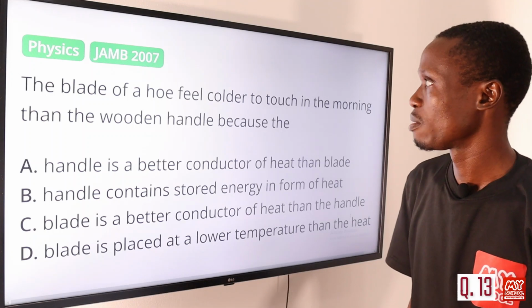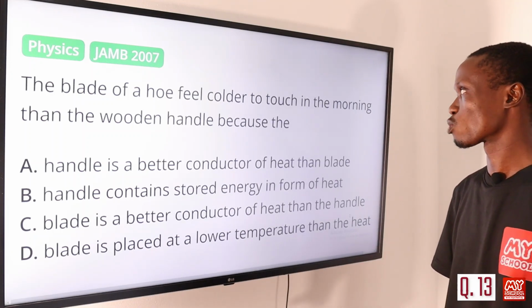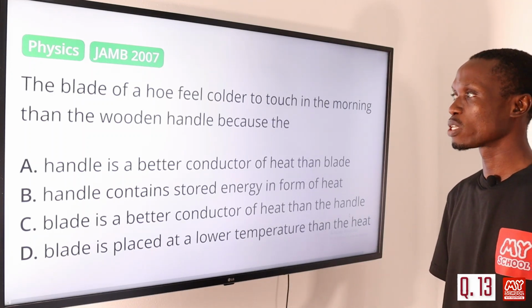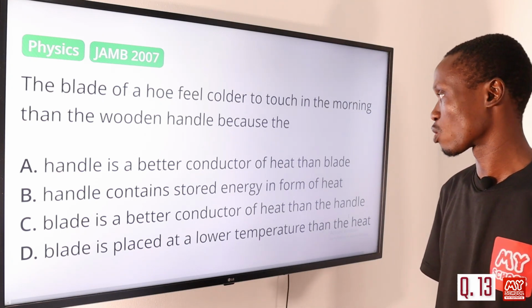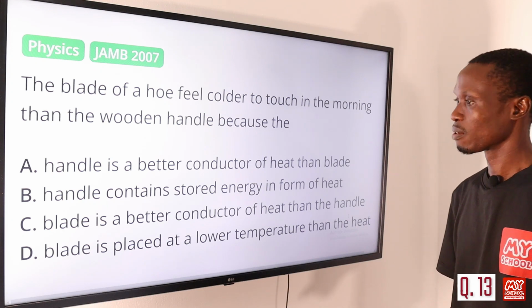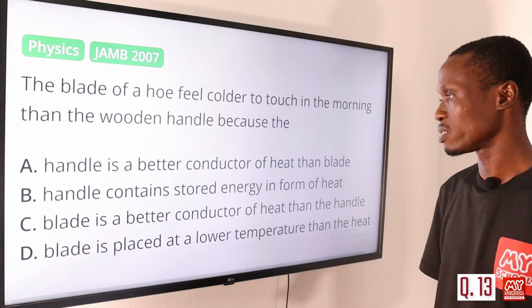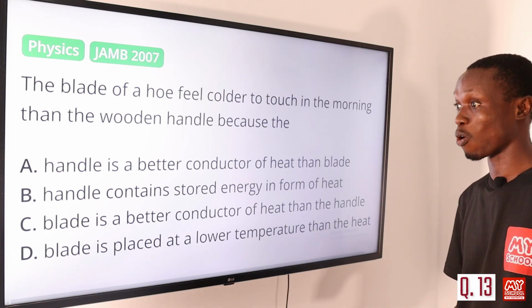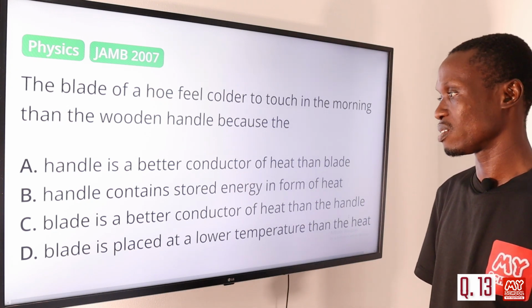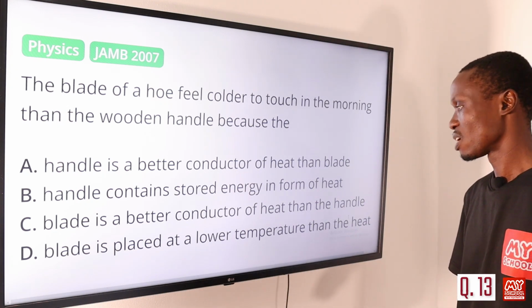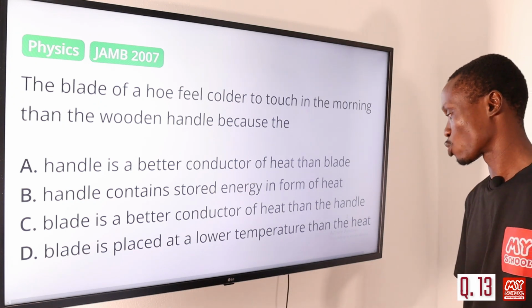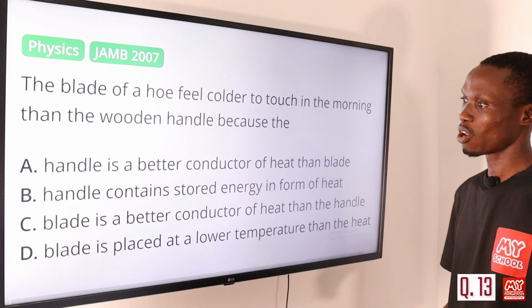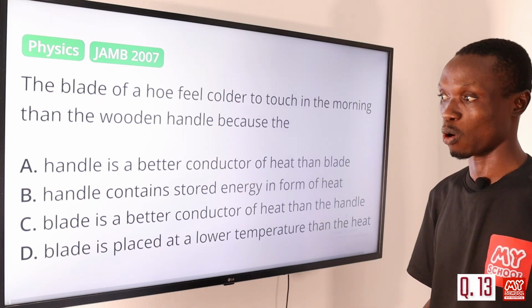Question 13. The blade of a hoe feels colder to touch in the morning than the wooden handle because the A, handle is a better conductor of heat than the blade. B, handle contains stored energy in form of heat. C, blade is a better conductor of heat than the handle. The blade is placed at a lower temperature than the heat. So the answer to this question is option C.